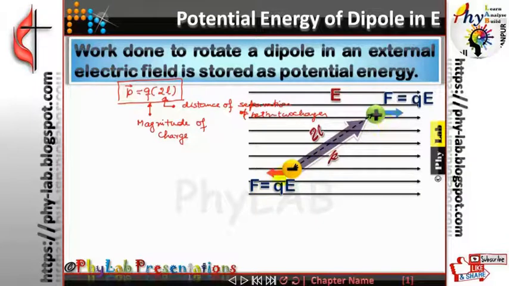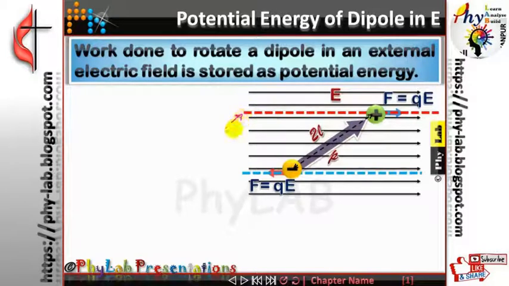Now both the forces are equal in magnitude, but what about their line of action? The line of action is a line that passes parallel to the force. So this is the line of action of this particular force, and this is the line of action of the force on the negative charge. Now you can see the dipole is subjected to two equal and opposite forces, but their lines of action are different. When a body is subjected to two equal forces whose lines of action differ, the body starts experiencing a torque.